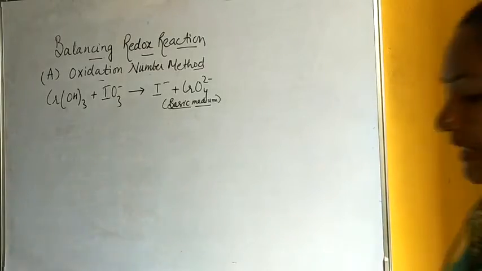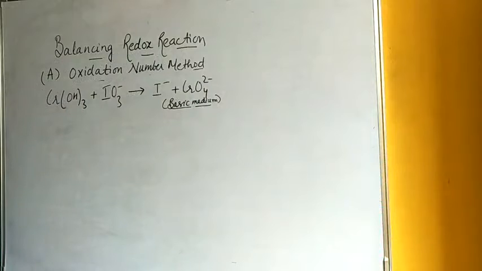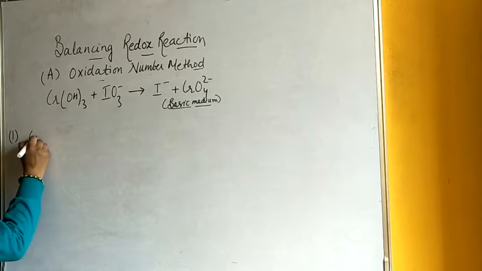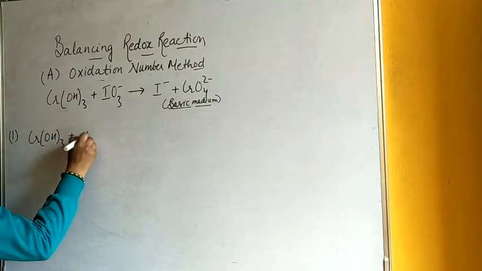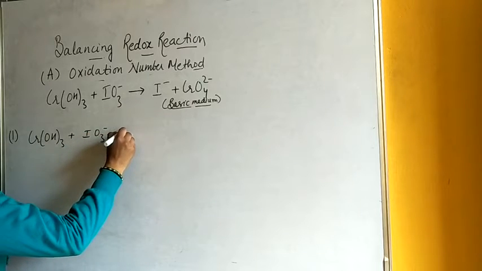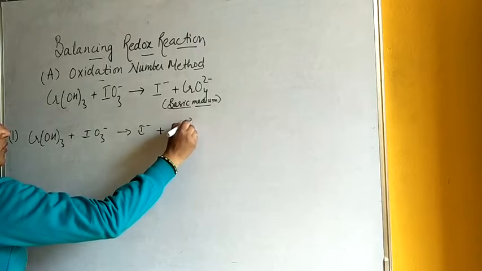Students, next we will balance the redox reaction which is taking place in the basic medium, right? So first of all, we are going to write down the skeletal equation. It is Cr(OH)3 plus IO3 negative gives I negative plus CrO4 2 negative.